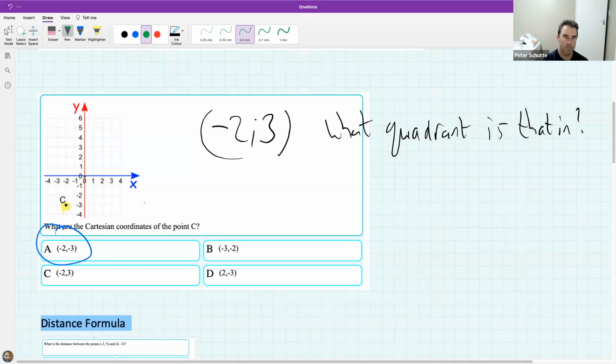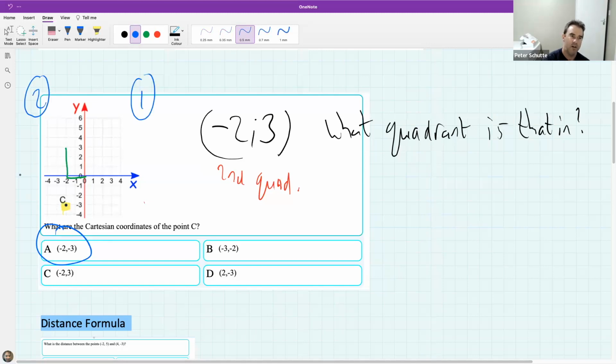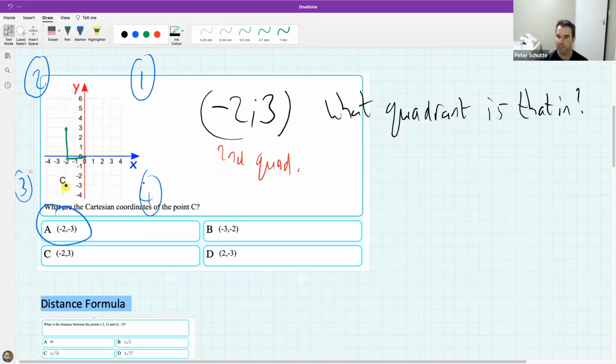So -2 would be going in this direction, and then 3 would be going up. And so this would be in the second quadrant. Okay, so remember, quadrant 1 is here, quadrant 2 is there, quadrant 3 is there, quadrant 4 is there. So -2, 3 would be in quadrant number 2.